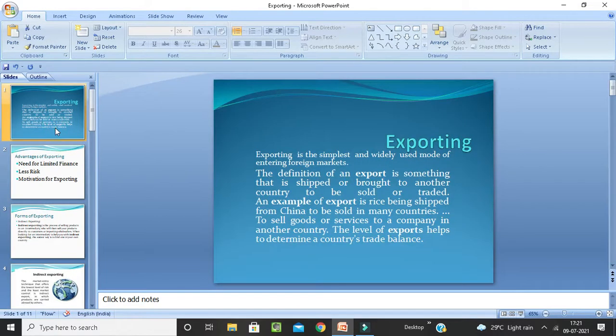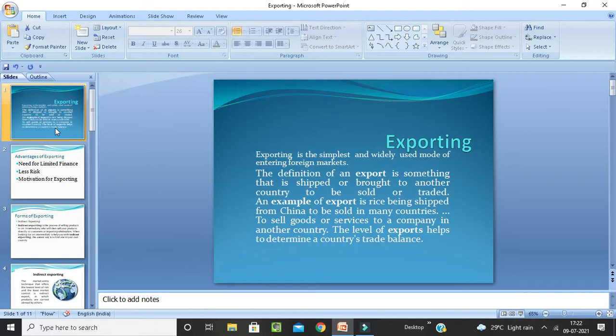What do you mean by exporting? See here in the screen you can see clearly that exporting is nothing but the simplest and widest mode of business for entering the foreign market. That means how to do an international business. Exporting helps to enlarge that business.